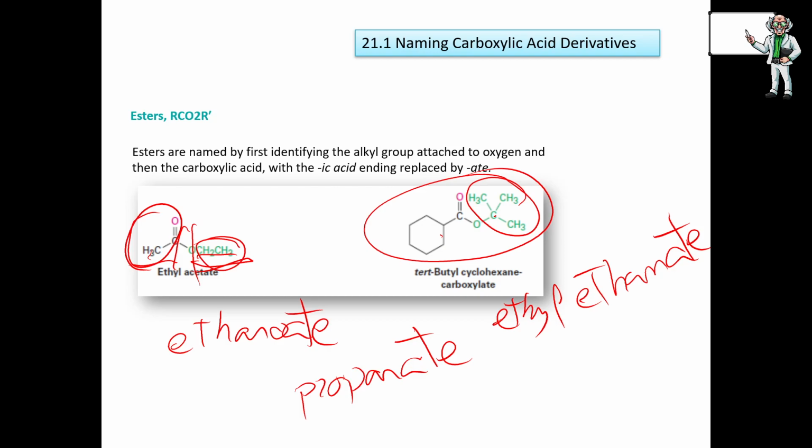Okay? When it's directly attached to a ring, we will say carboxylate, instead of carbaldehyde, that is what we use in the case of the aldehyde.